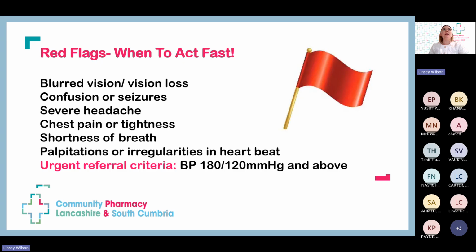Any blood pressures over 180 over 120 and above need to be sent straight to A&E. If they're unable to get to A&E safely and they've got nobody with them, you need to be ringing an ambulance.